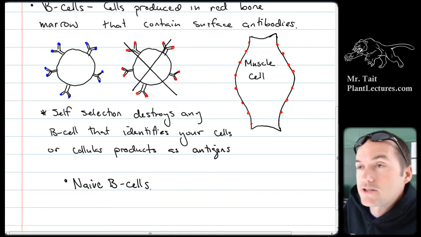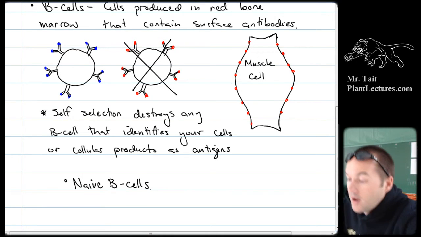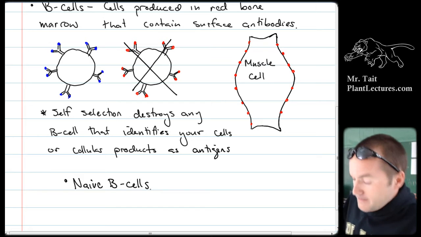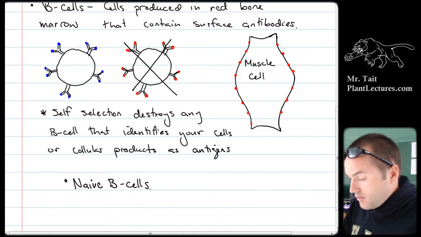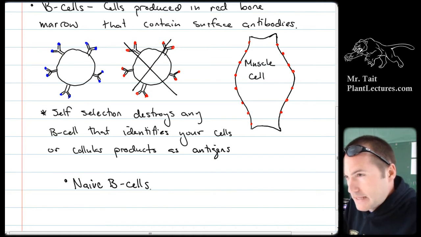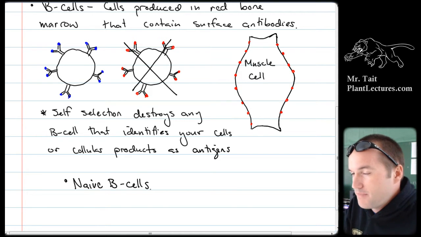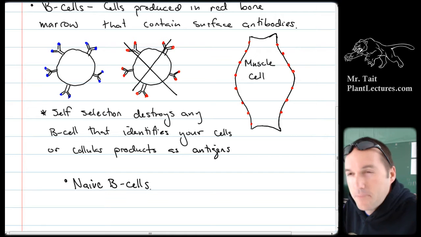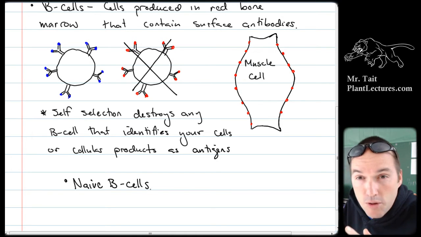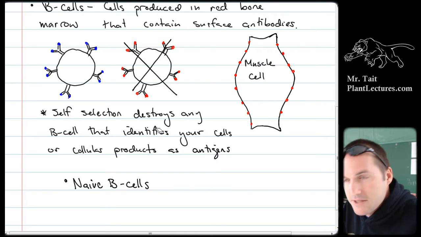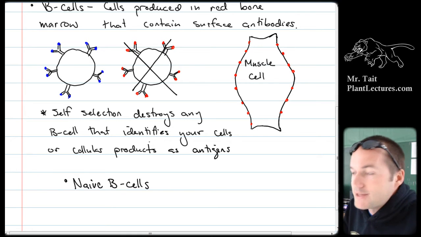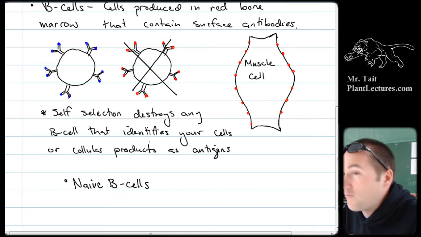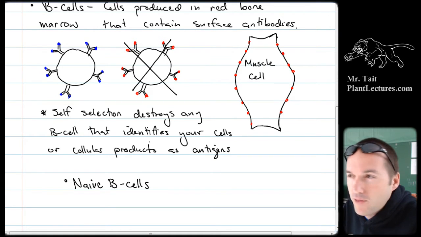And naive B cells are the ones that you start out with as an infant, and you have naive B cells for every single possible protein that's not present in your body, right? Because all the ones that were present in your body got self-selected and destroyed, right? And so there's not very many of each type, maybe like 4 or 5 of each type, and therefore it takes your body a little while for them to find the antigens.